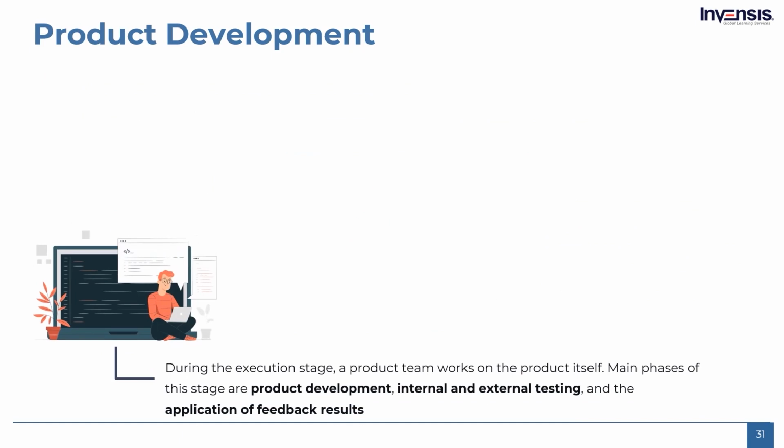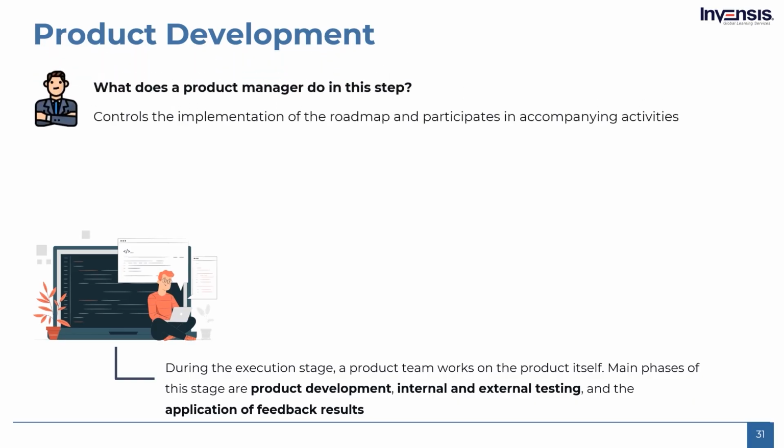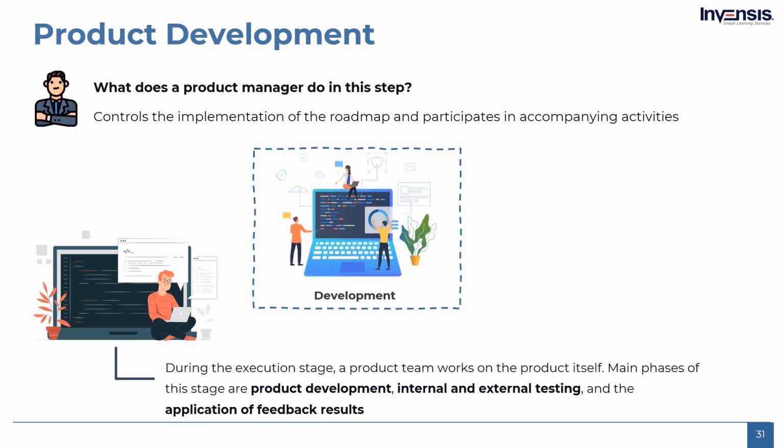Then we have the product development stage. During the execution stage, a product team works on the product itself. So, the development team builds a new product or adds new features to an existing one. The main phases of this stage are product development, internal and external testing, and the application of feedback results. In this step, a product manager controls the implementation of the roadmap and participates in accompanying activities. Product development starts with defining technical specifications, making first prototypes, and a mock-up design.